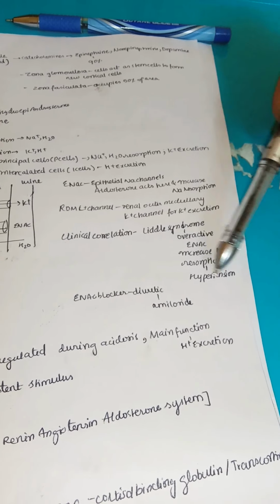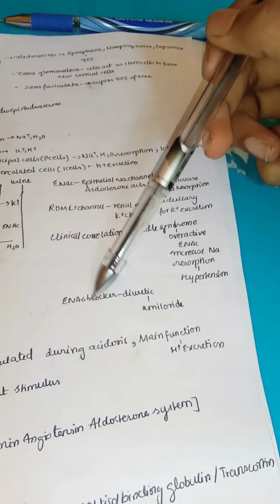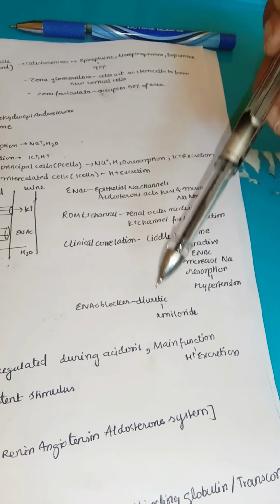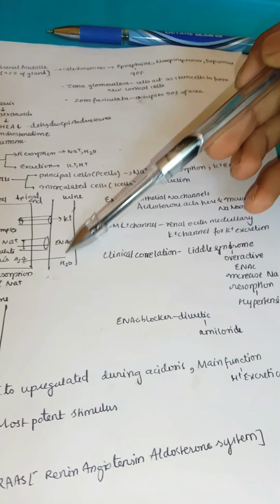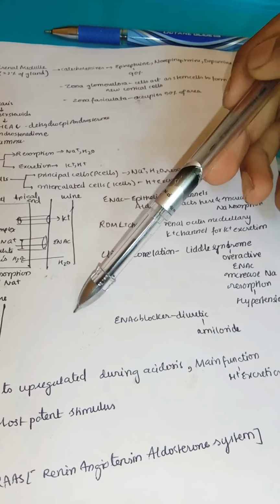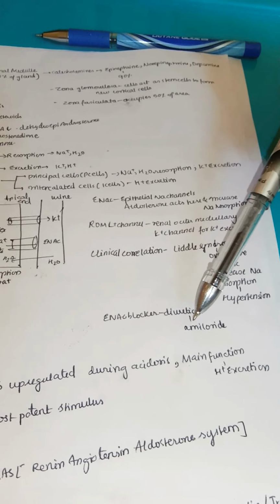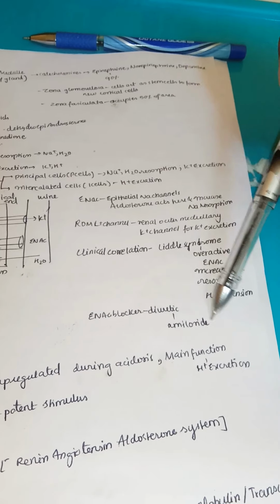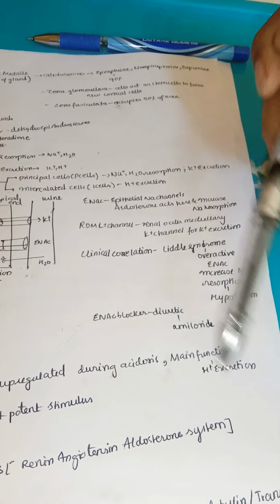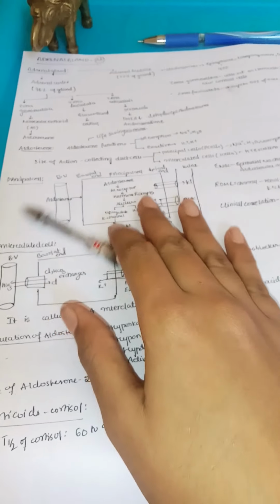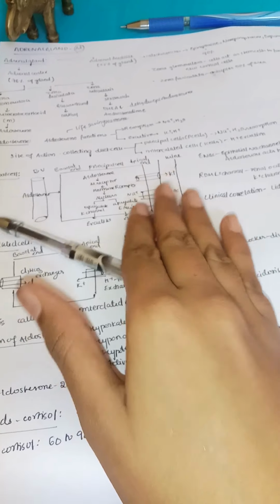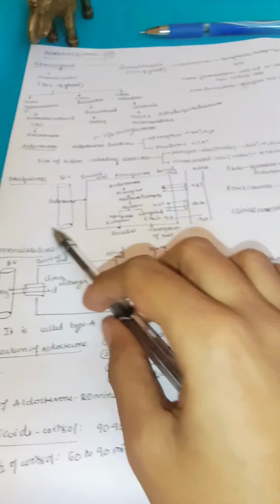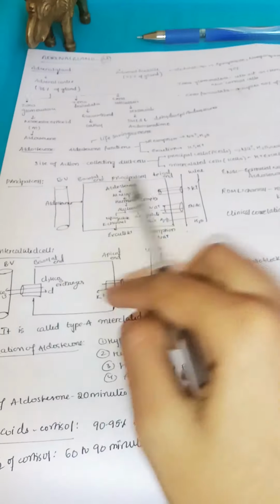At the same time, we also have ENaC blockers, which are diuretic. Why diuretic? Because if you block this channel, sodium and water can't get reabsorbed, so sodium and water are excreted in urine, which is nothing but diuresis. We have a blocker for that, amiloride. So amiloride is used to cause diuresis. So we have completed our principal cell. The principal cell has main functions: potassium excretion, sodium reabsorption, and water reabsorption. But the intercalated cell has only one work, that is hydrogen excretion.